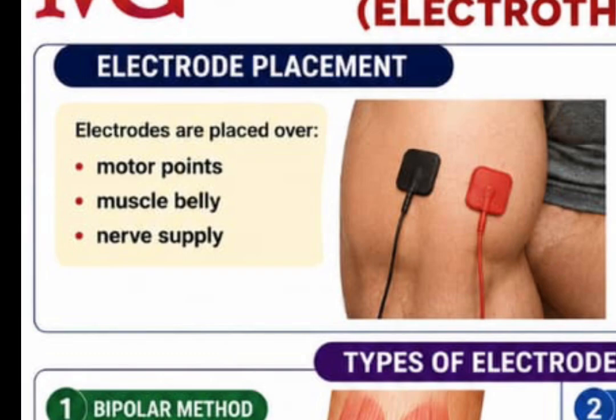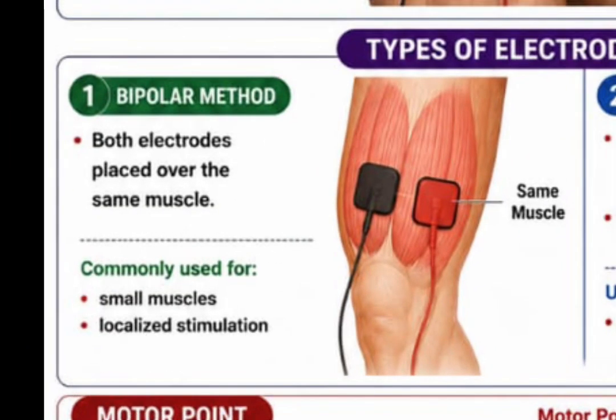Now, what are the types of electrode placement? Number one, you have the bipolar method and the monopolar method. In the bipolar method, you have two electrodes: the active electrode and the indifferent electrode. Are you getting me now? Both of them are placed on the muscle belly. This is for Faradic current. It's not like TENS or other modalities where you place it on the origin of the nerve.